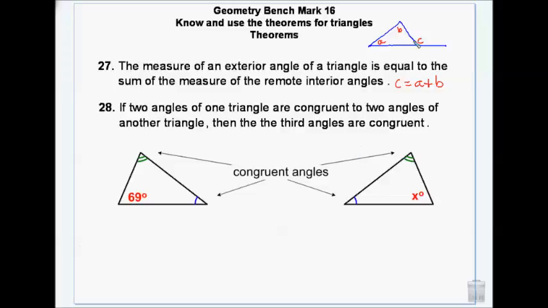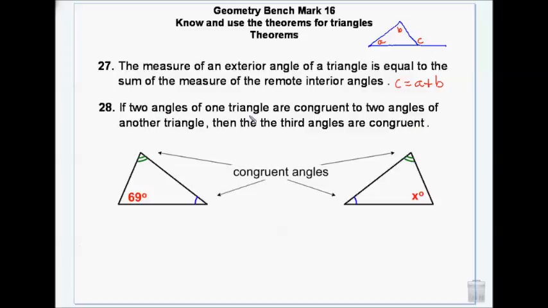If you think about it, it makes sense. A straight line adds up to 180 and a triangle adds up to 180. So if this plus this equals 180, then this plus this equals 180, this has to equal both of those. Does that make sense? So C is equal to A plus B.